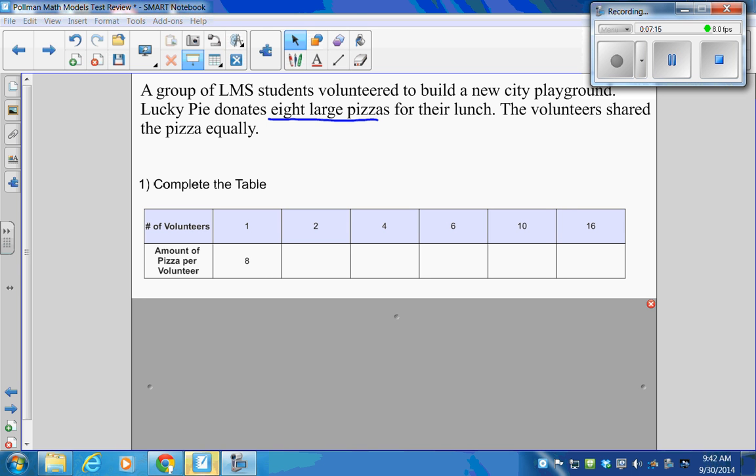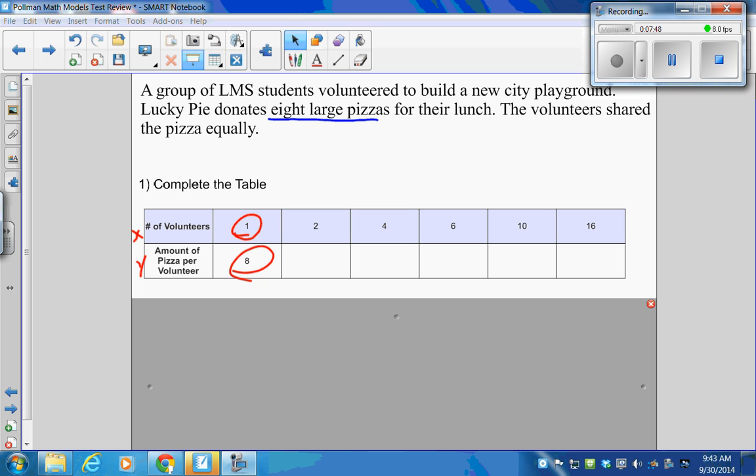My top, or my X, has the number of volunteers, and my Y has how much pizza each volunteer gets based on the number of volunteers. So if I look at this first one, if there's 1 volunteer, since there's 8 total pizzas, they get all 8 of those pizzas. So I want you to figure out for 2, 4, 6, 10, 16, how much pizza does each volunteer get?